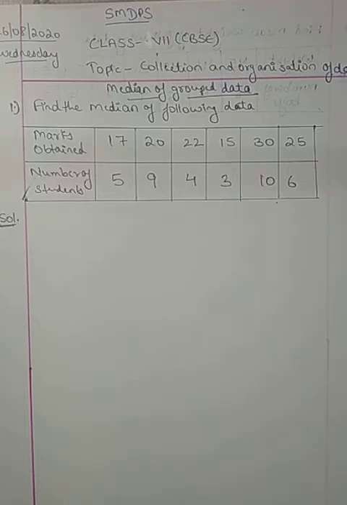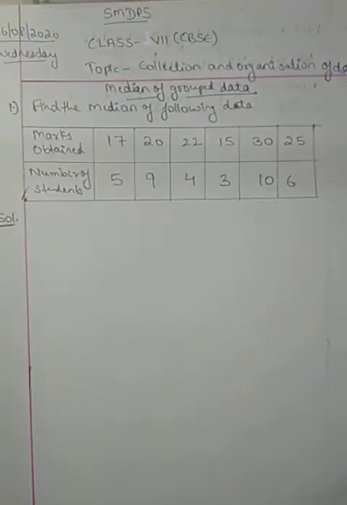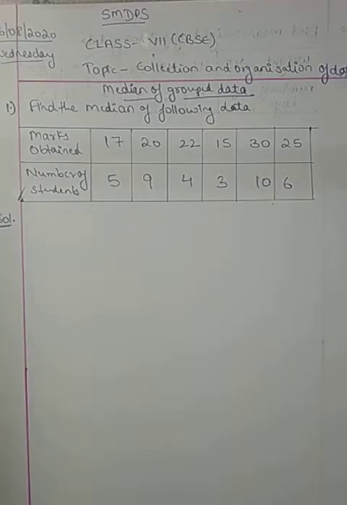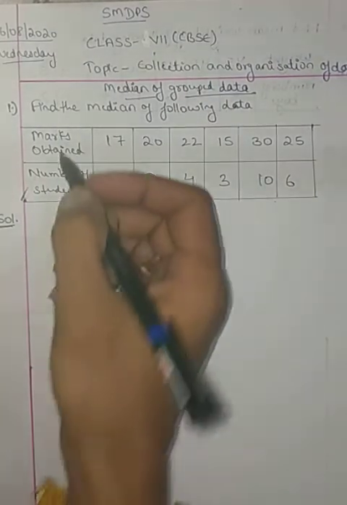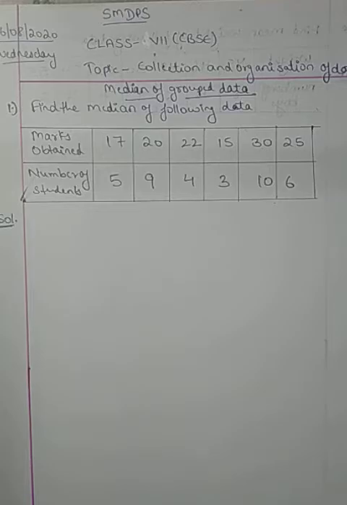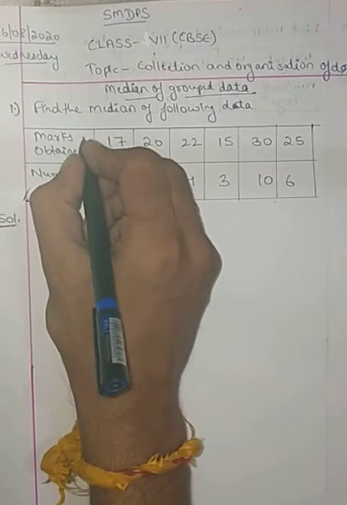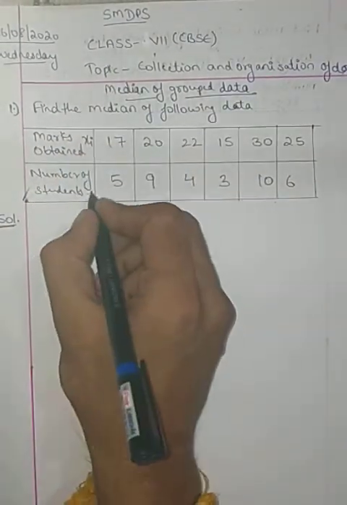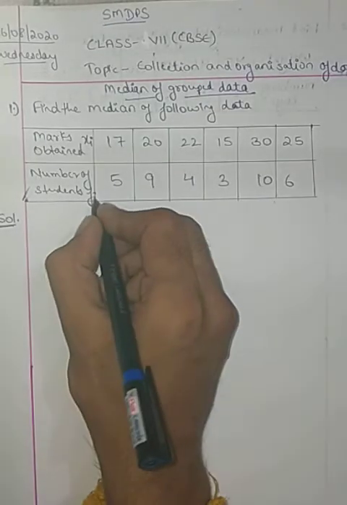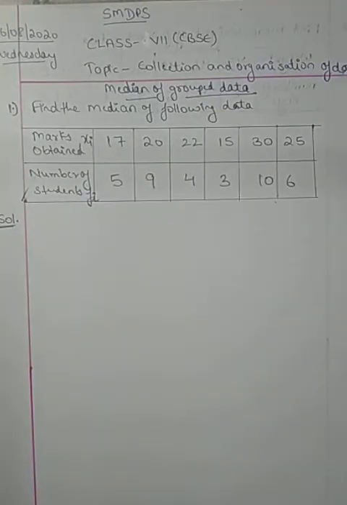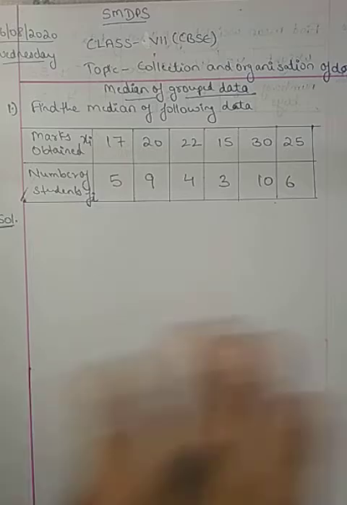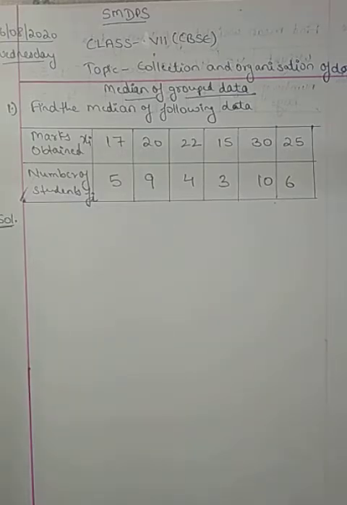Good morning class. Continuing with the median, today we are going to study the median of grouped data. Grouped data means data given in the form of a table. You have to find the median of that data. It is given marks obtained and the number of students. You already know marks obtained is xi and number of students is fi. This thing must be clear, which is xi and which is fi. Rest, to find the median, the steps will remain the same.